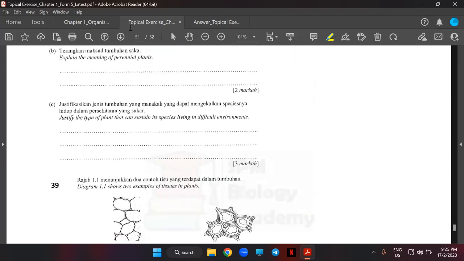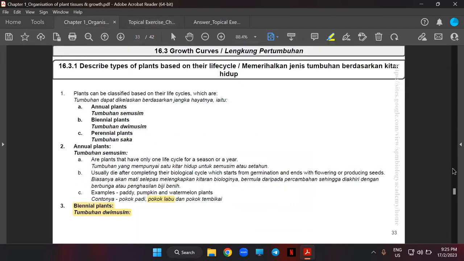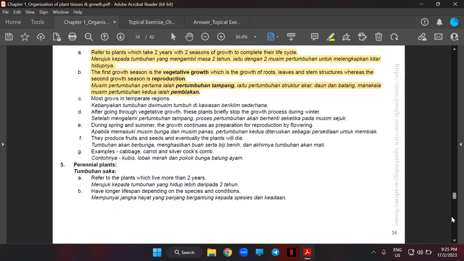Soalan B. Terangkan maksud tumbuhan saka. Explain the meaning of perennial plant. 2 markah. Biar kita ambil daripada nota kita. Refers to the plant which live more than 2 years. Merujuk kepada tumbuhan yang hidup lebih daripada 2 tahun. 1 markah. 1 mark.